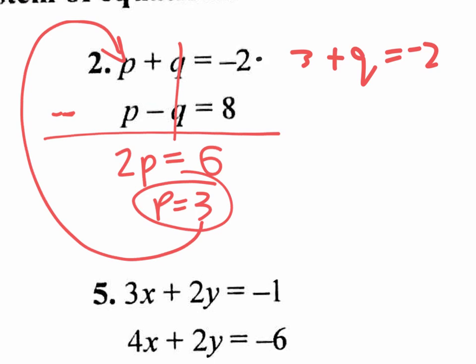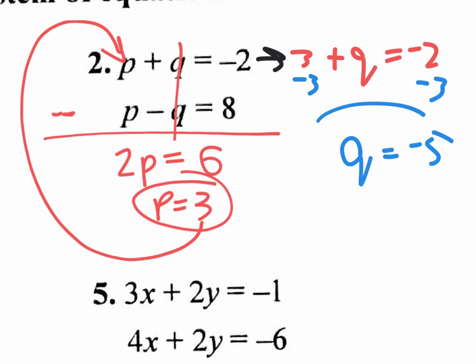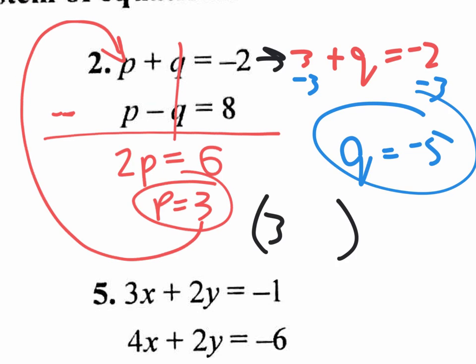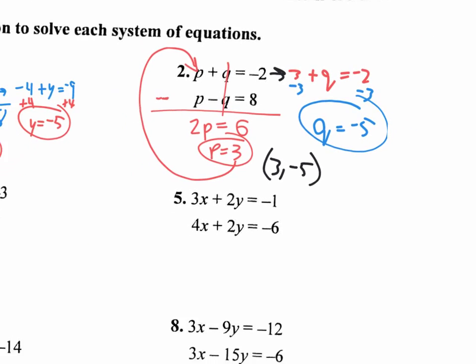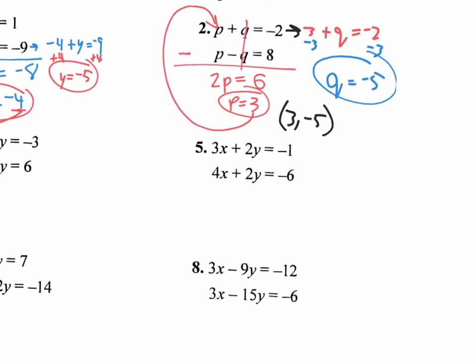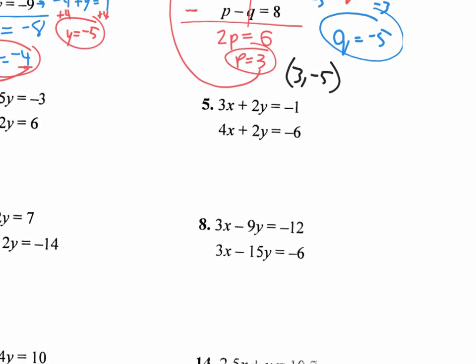All I did was rewrite that top equation, but substituting the 3 in. And then I'm going to subtract 3 on both sides, and I want to get q equals -5. So the answer, it's not an XY coordinate, but we could still put it in alphabetical order as a coordinate. It's 3, -5. Simple as that, right? Some of them do need a little bit of modification. Now, what do I mean by that?